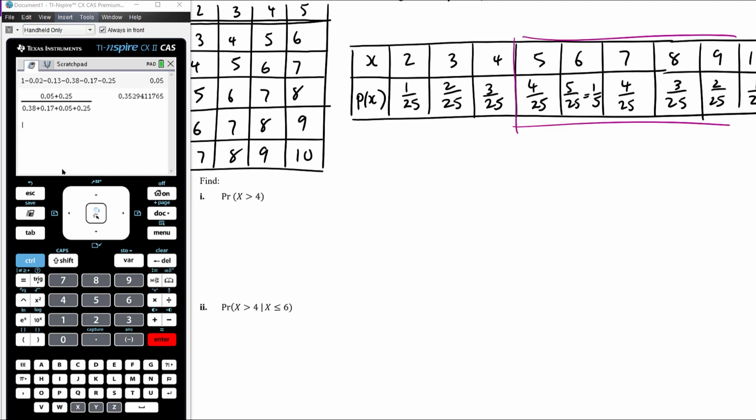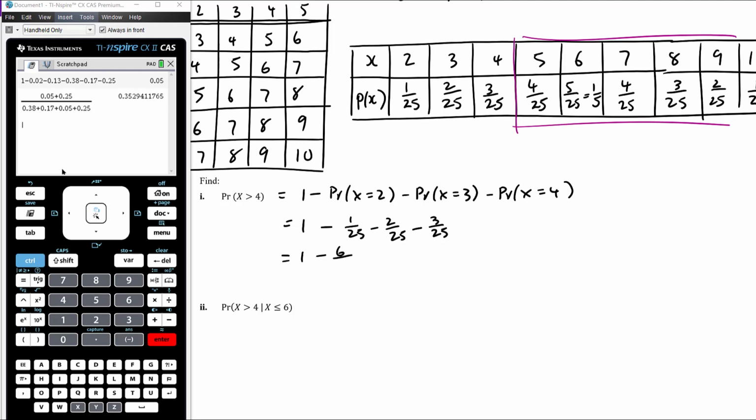It's probably going to be easier to do that as 1 minus the probability that x equals 2, or x equals 3, or x equals 4. So that's going to be 1 minus 1 on 25 minus 2 on 25 minus 3 on 25. So it's 1 minus 6 on 25. 1 is 25 on 25, so that's going to be 19 on 25.